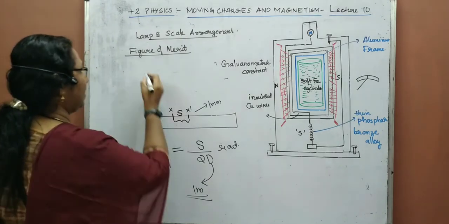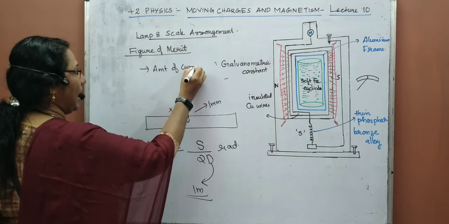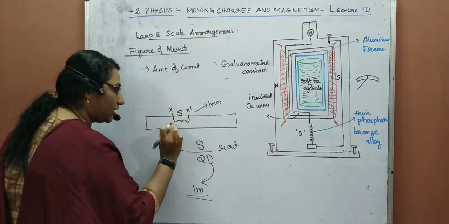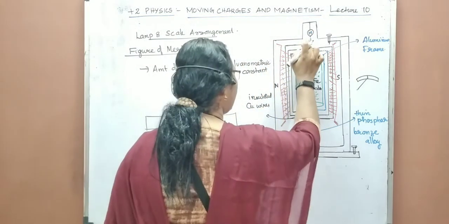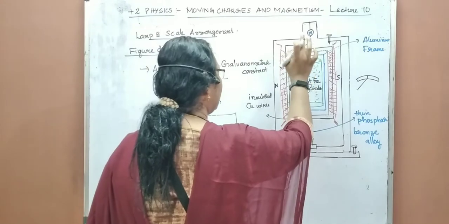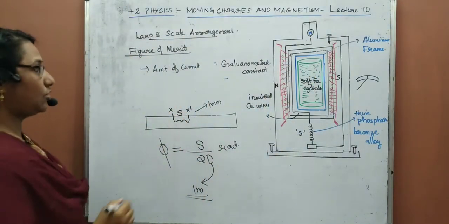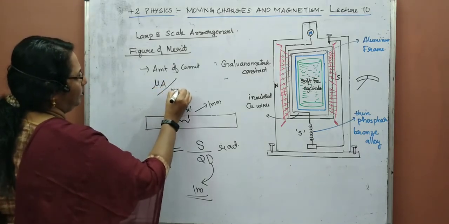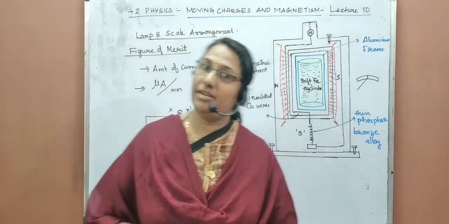So what is figure of merit? It is the amount of current which causes a shift of 1 millimeter on a scale which is placed 1 meter away from the mirror, and it is always measured in microampere per millimeter.